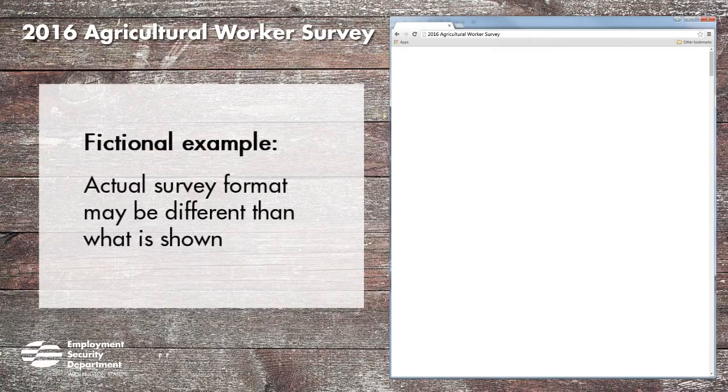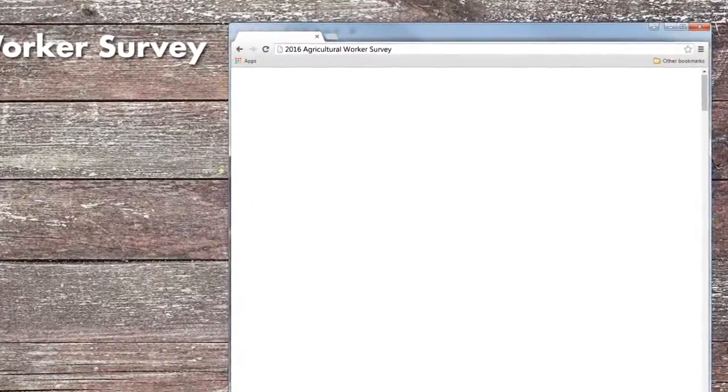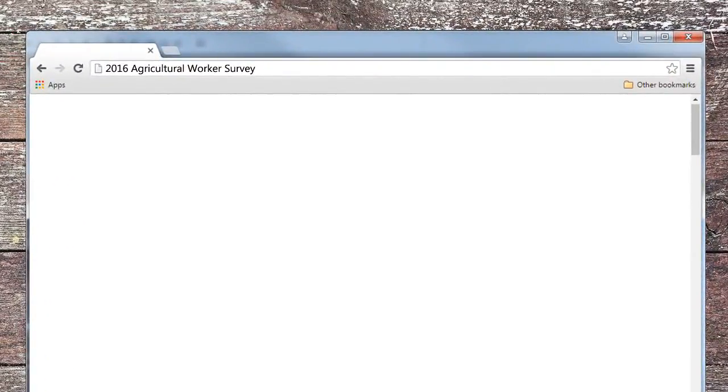For the webinar, we created a fictional example. Let's say I am a seasonal worker who picked cherries in July 2016. Please note this survey is also interested in seasonal workers who picked apples. The format of the survey may be different for each mode, as it is offered via phone, web, and text.